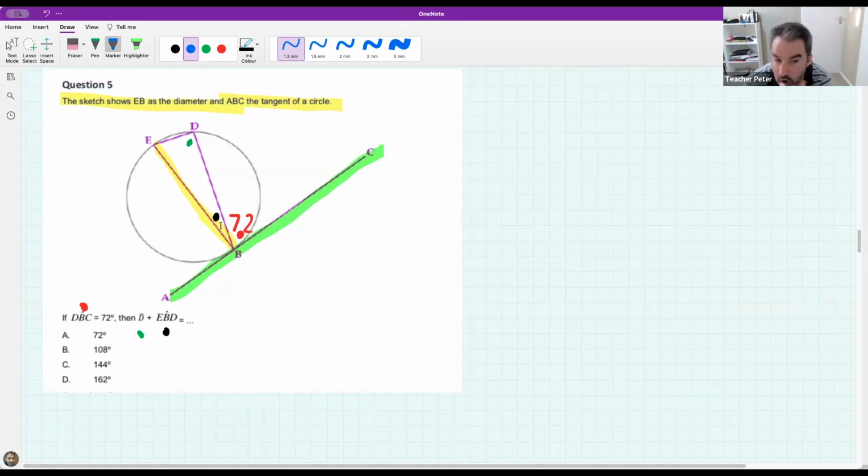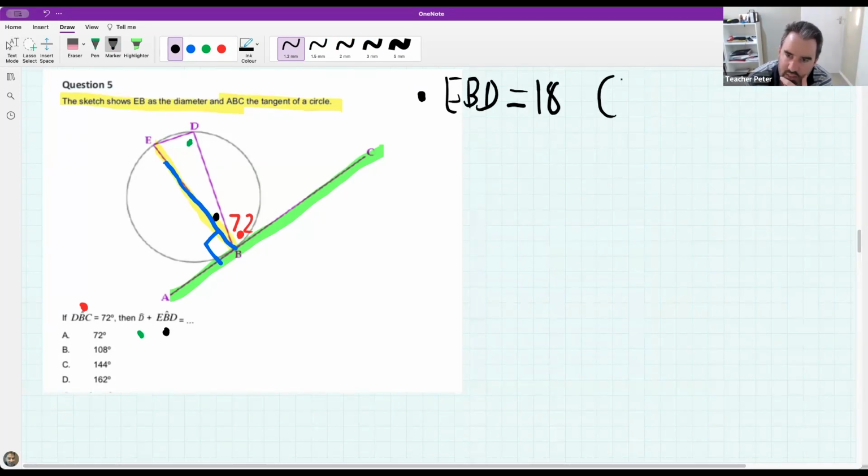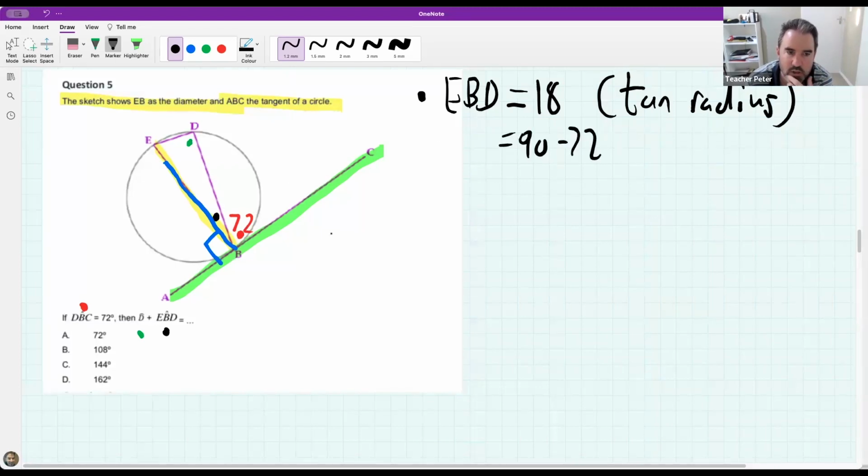I haven't worked out the answer yet, but I was just thinking, do you know what the angle between the blue and the green is going to be? Would you agree that it's 90, because it is perpendicular to the middle? So I know that the black dot, EBD, will be equal to 18, and that will be because of the tan radius theorem. Basically, we know that will be 90, so therefore this must be 18, or 90 minus 72.